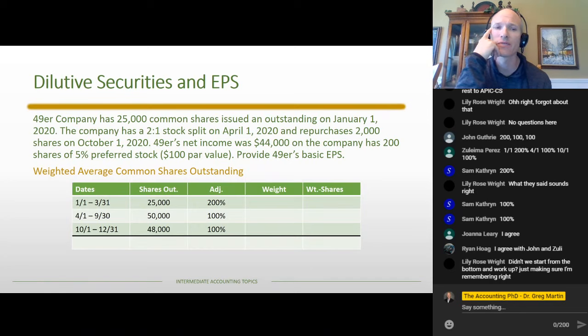usually the way I think of it is, let's just make it easy, if I had 10 shares on January 1st, how many shares would I have at the end? So working my way through, on January 1st I have 10 shares. I would keep my 10 shares until April 1st. As of April 1st, I would have 20 shares because of the 2-for-1 stock split. And then October 1st, I would still have my 20 shares. So if I end up with 20 and I started with 10, that's a 200% adjustment. That's where that 200% came from.